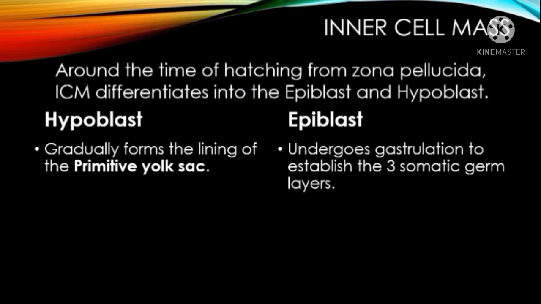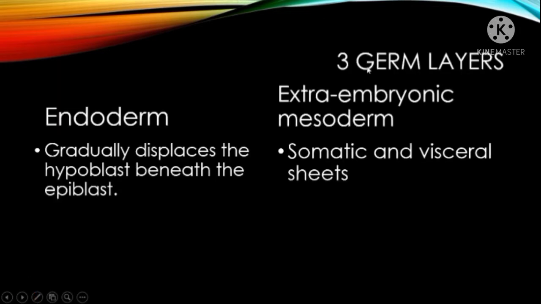Around the time that the embryo hatches from the zona pellucida, the ICM differentiates into the epiblast and the hypoblast. The hypoblast gradually forms the lining of the primitive yolk sac. Meanwhile, the epiblast undergoes gastrulation to establish the three somatic germ layers, which are endoderm, mesoderm, and ectoderm. The three germ layers. What happens to the three germ layers during placentation?